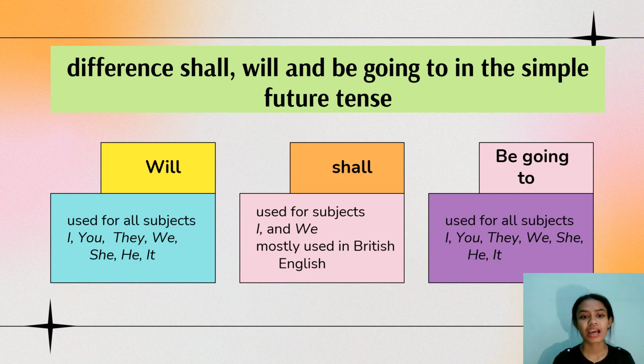Next, the difference between will and be going to in the simple future tense. Will is used for all subjects: I, you, they, we, she, he, and it. Shall is used for the subjects I and we, mostly used in British English. Be going to is used for all subjects: I, you, they, we, she, he, and it.